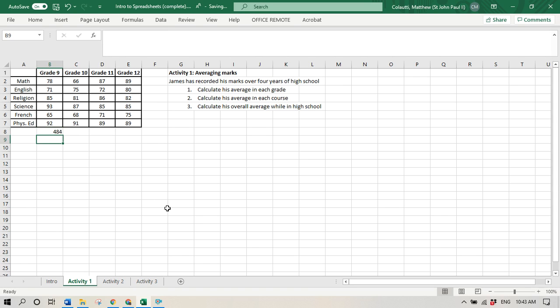Now, we know I have to divide by 6, right? There were 6 marks. So I'm going to press equals. I'm going to click on that 484 and divide it by 6. And there's its average, 80.81 basically.